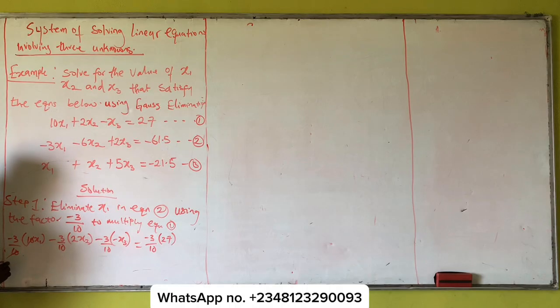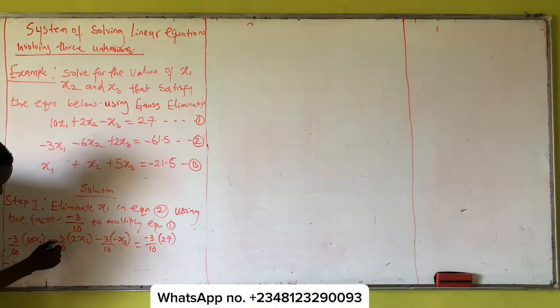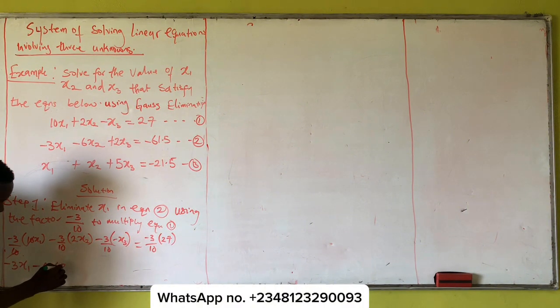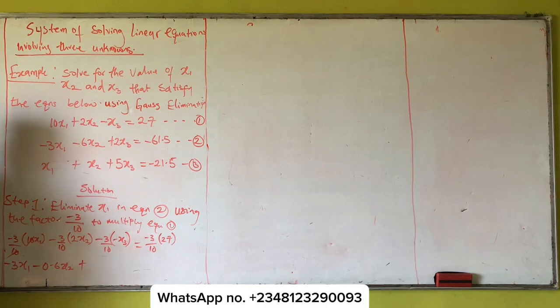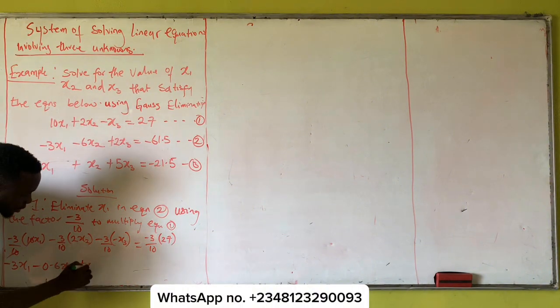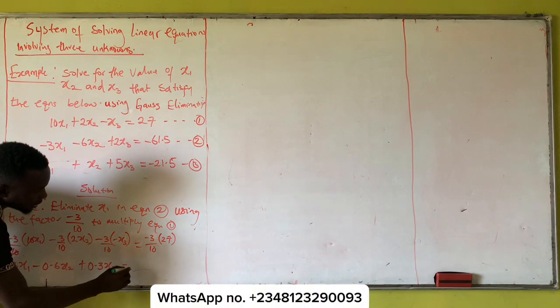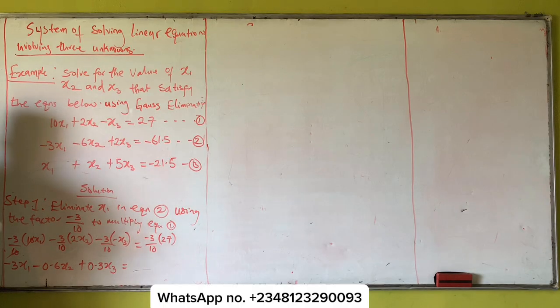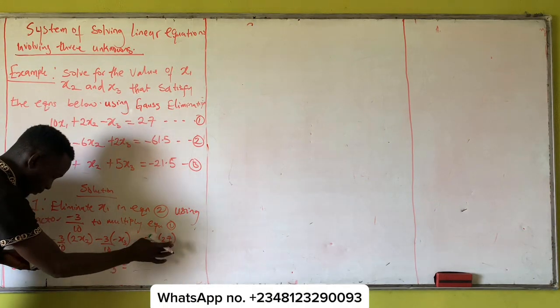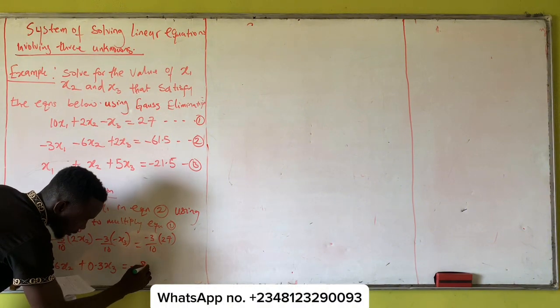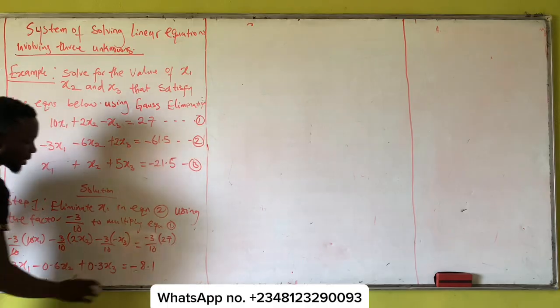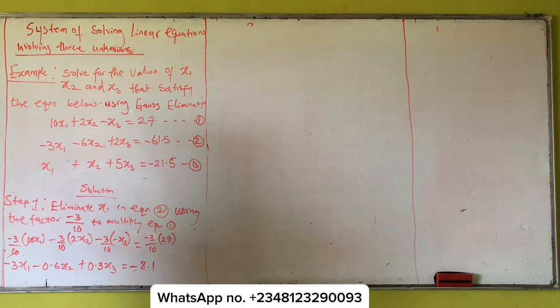10 cancels 10 here, and you are going to have minus 3x1. Then here, 3 times 2 is 6, and 6 divided by 10 will give us minus 0.6x2. Here, minus times minus will give us plus 0.3x3, equal to, if you punch this in your calculator, minus 8.1. This is minus 3 times 27, which will give us a minus sign, divided by 10.